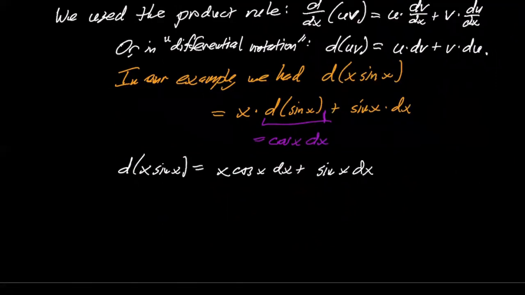And here's the idea. This is a derivative of x sine x. So when we integrate this, the d would go away. So I want to integrate both sides.